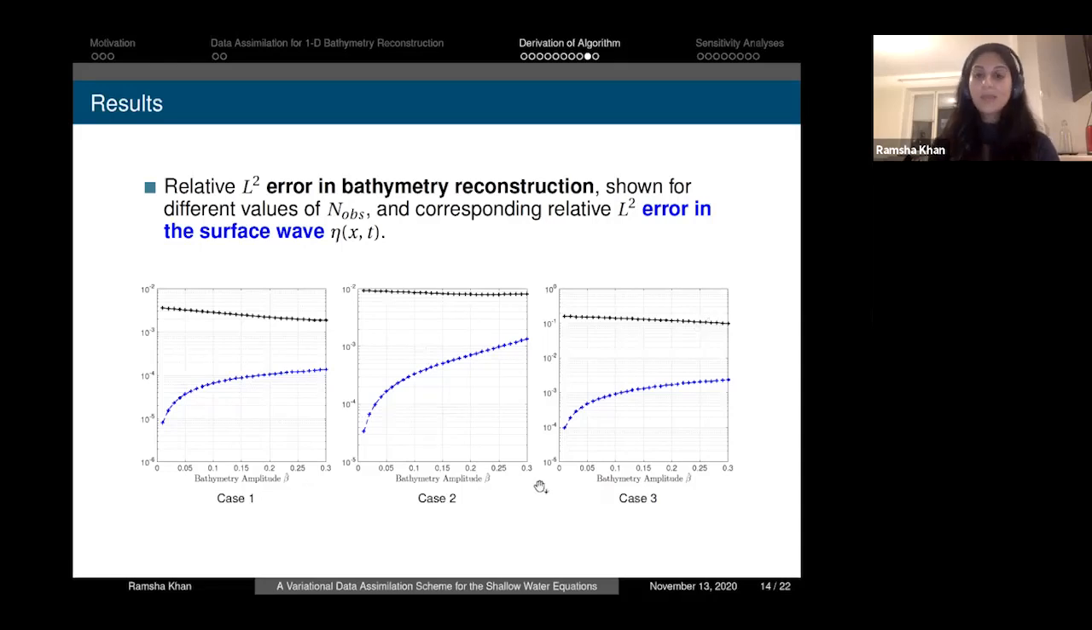which is interesting because then if our main interest is to minimize the blue curve, the error in the surface wave, then does that mean having a relatively suboptimal result for the bathymetry reconstruction is actually good enough?